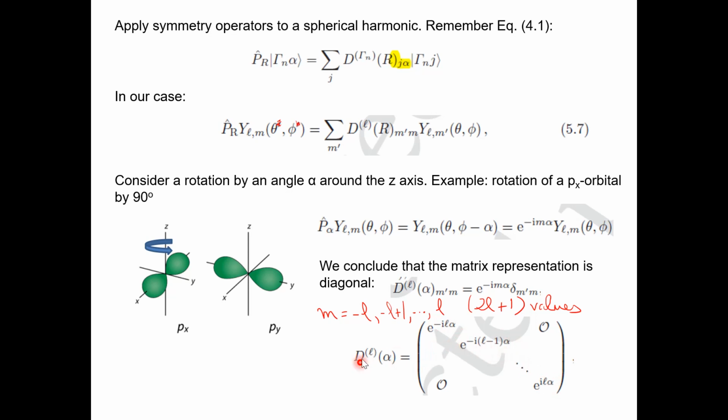Alright, so this is the matrix representation for a rotation of alpha, and it doesn't matter the angle of rotation, because for a spherically symmetric system, we're trying to find the full rotation group, right? So for a spherically symmetric system, it doesn't matter if I rotate around the z axis or any other axis. When I calculate the character, it should be the same. So let's calculate the character now.